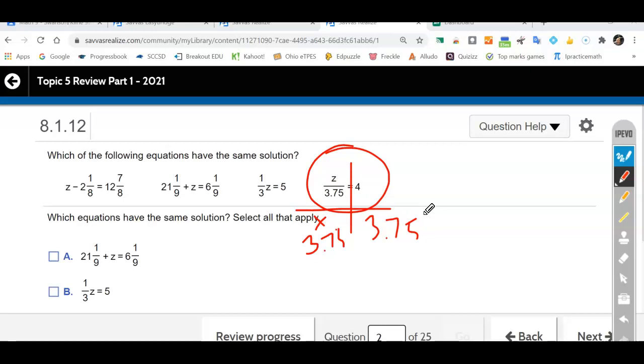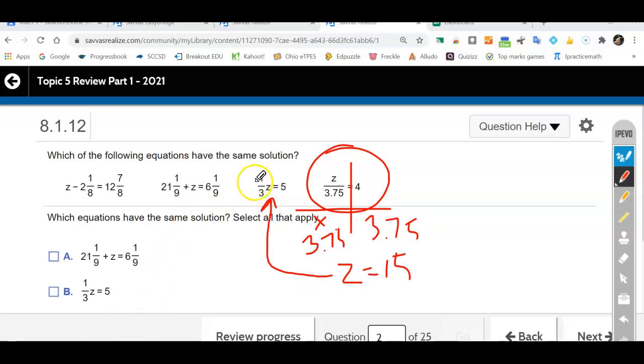Come on, punch it in your calculator. What'd you get, Noah? 15 even? So z equals 15 on this one. So here's what I would do. I would start by plugging in 15 for this one and see if it's the same.